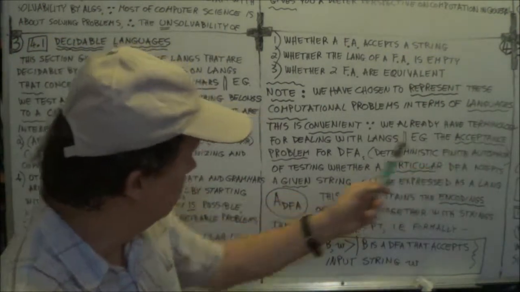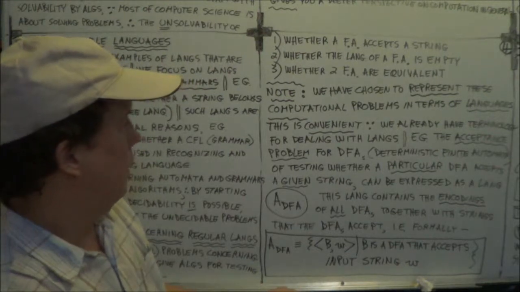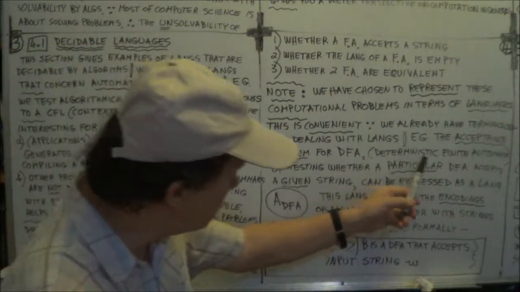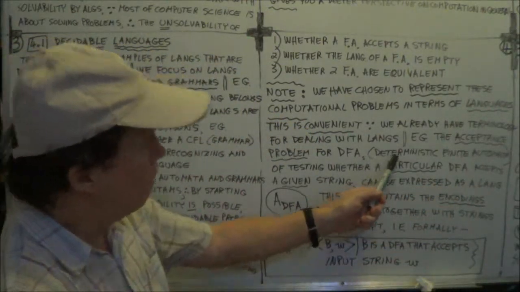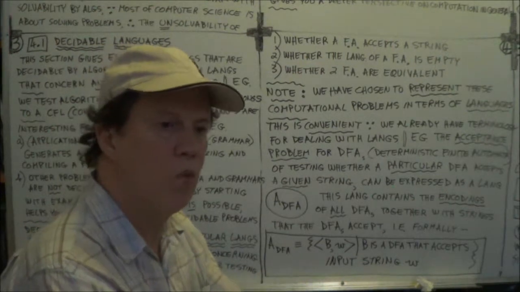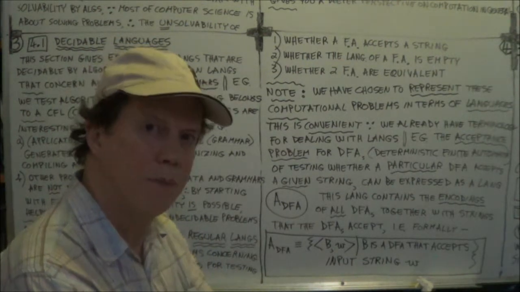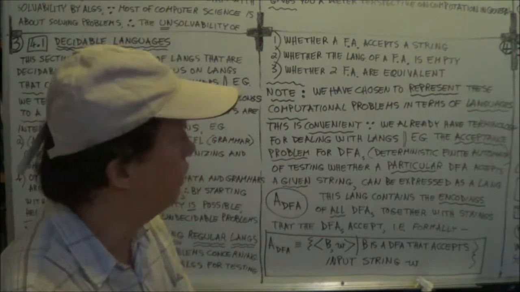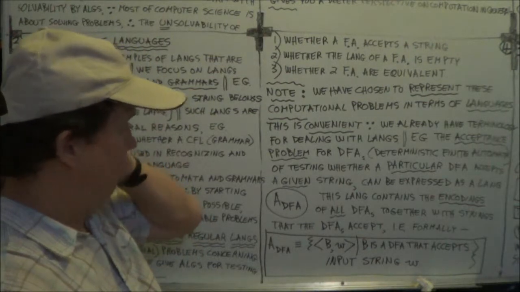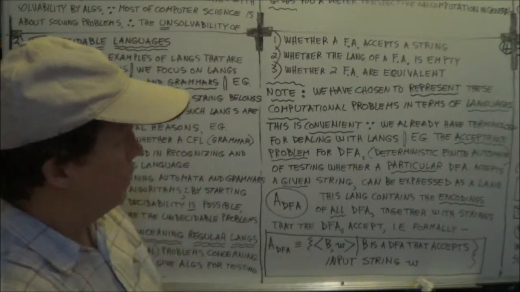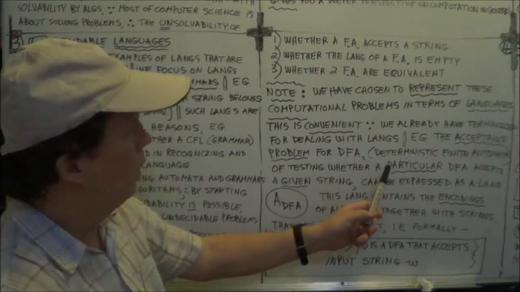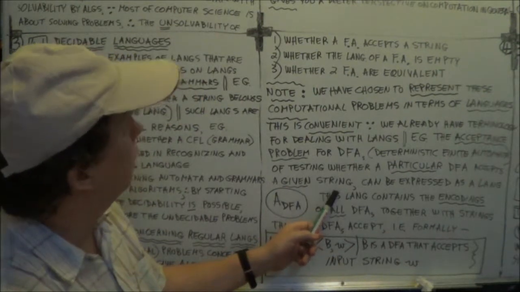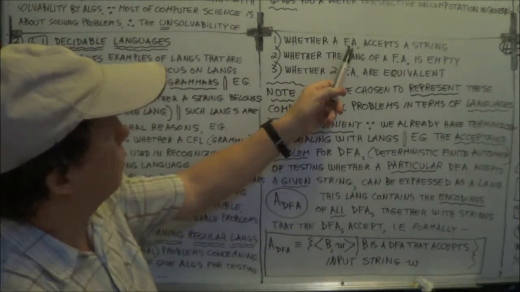So here's a problem. It's called the acceptance problem for DFAs. Remember, a bit of revision. What's a DFA? It's a deterministic finite automaton. And what does that mean? Deterministic means there's only one next state each time. If it's more than one, by definition, it's a non-deterministic finite automaton. So here's the problem. Will a particular DFA accept a particular string? That's sort of a special case of this one.